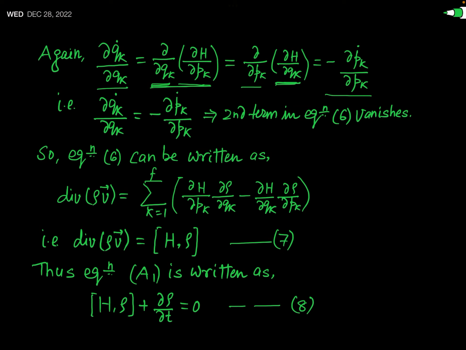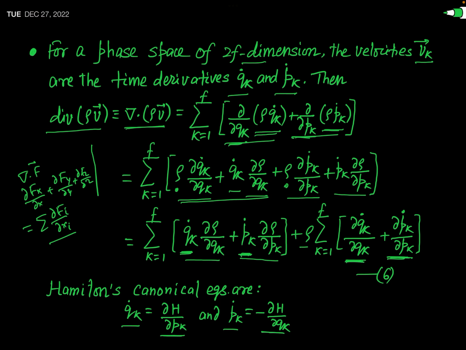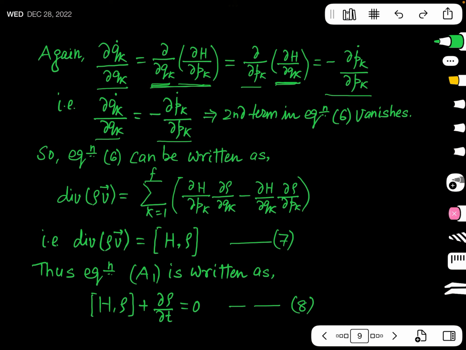So what are you getting here? You can see we have obtained that ∂Q̇k/∂Qk is equal to minus ∂Ṗk/∂Pk. And as you can see, the second term, since ∂Q̇k/∂Qk is equal to minus ∂Ṗk/∂Pk, so these two terms will cancel out.